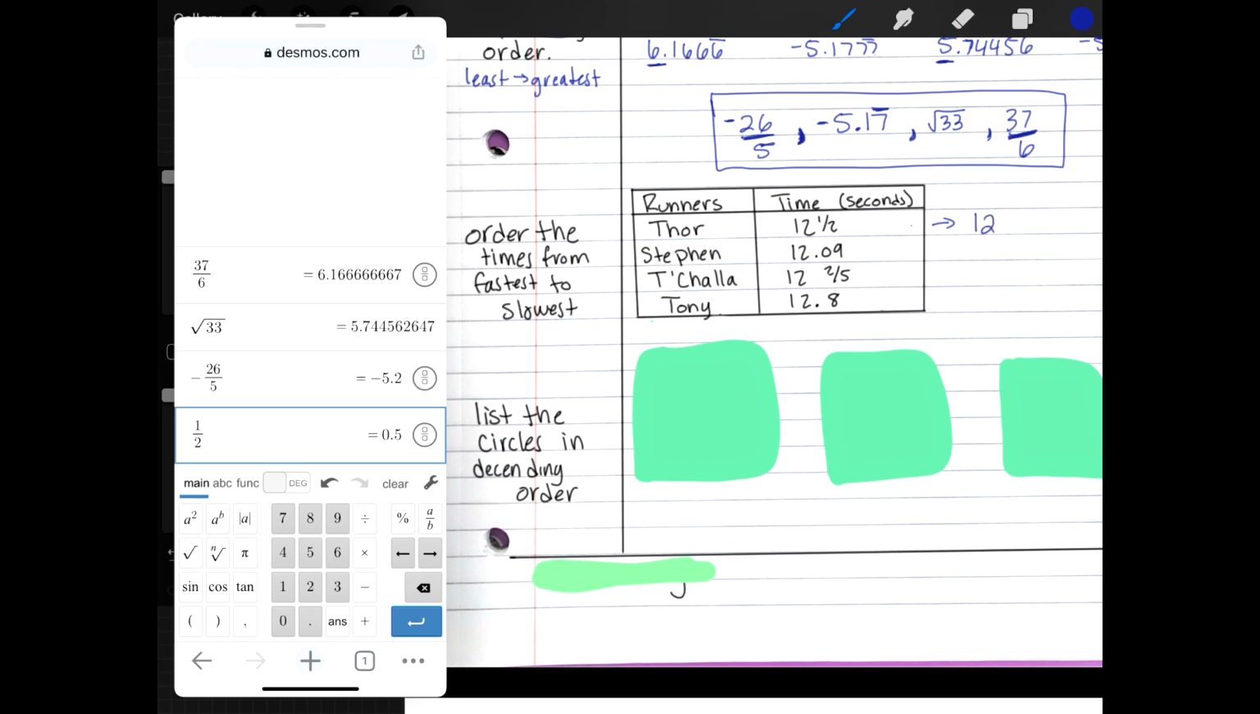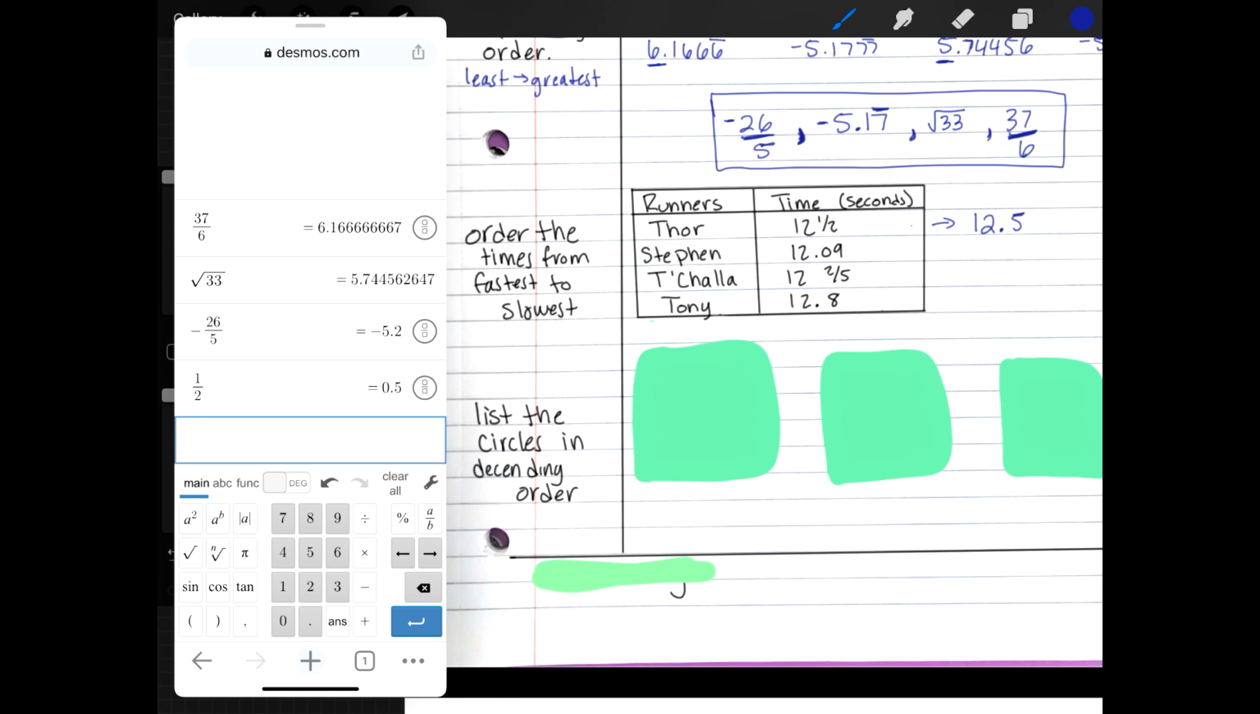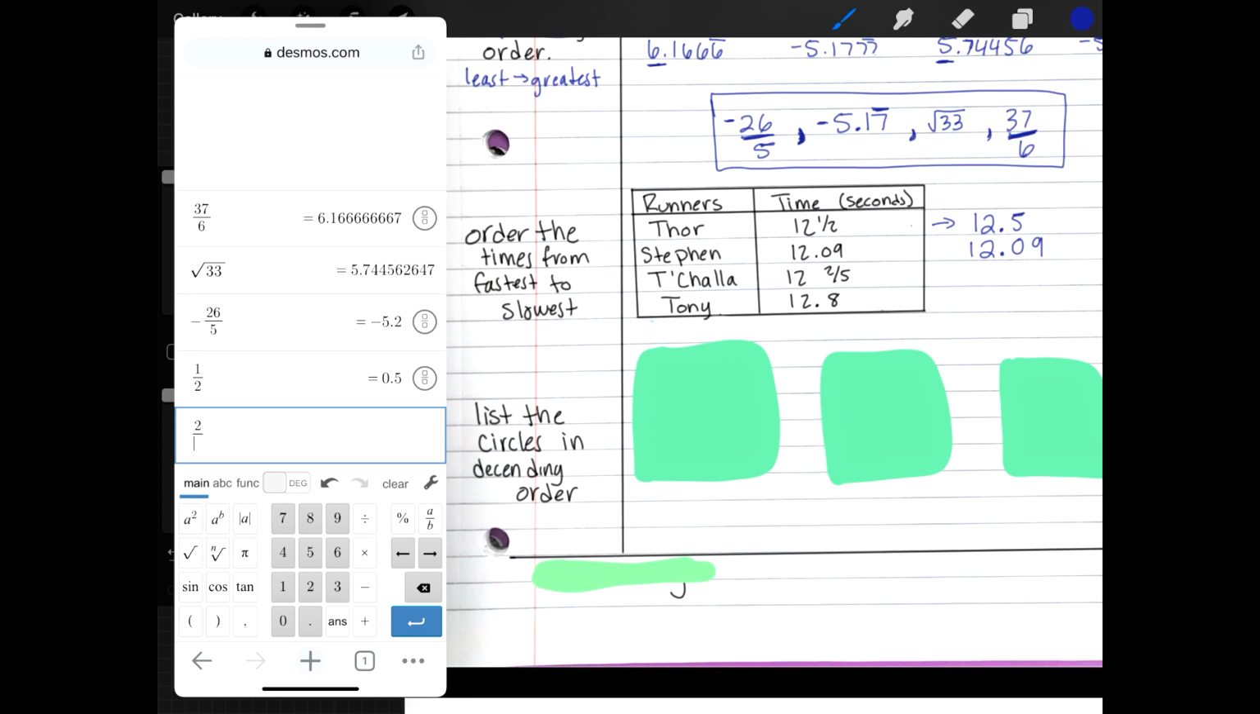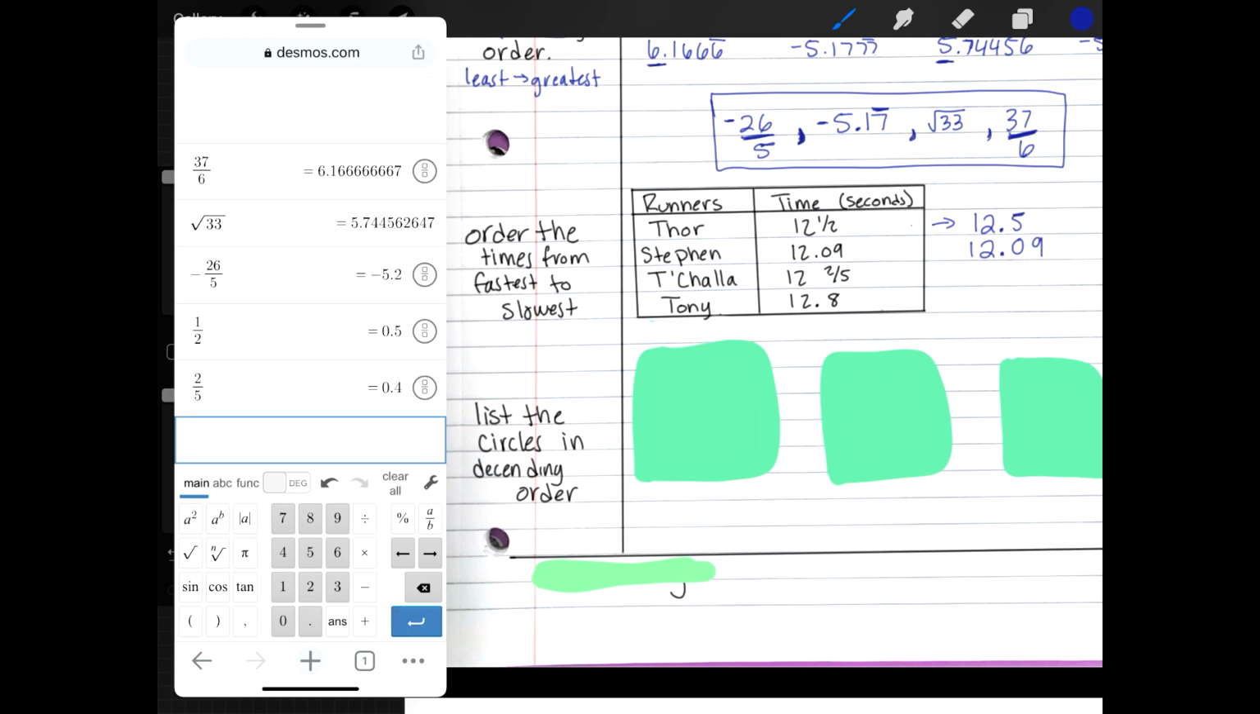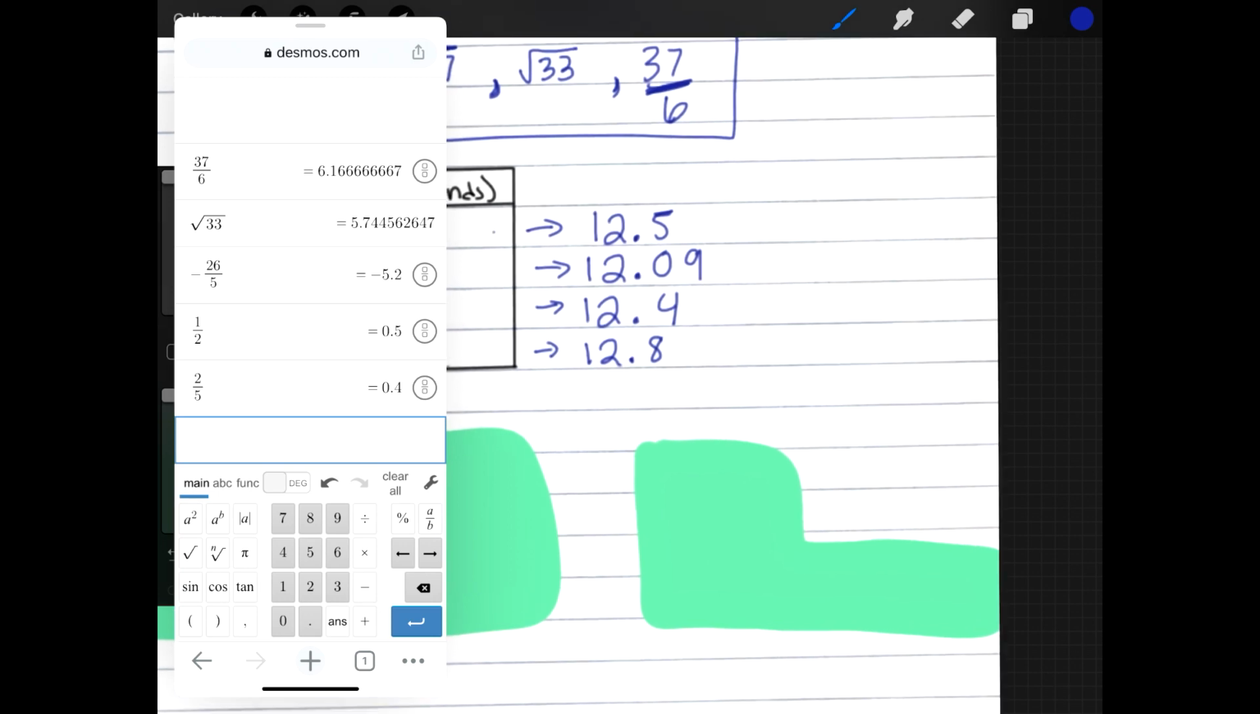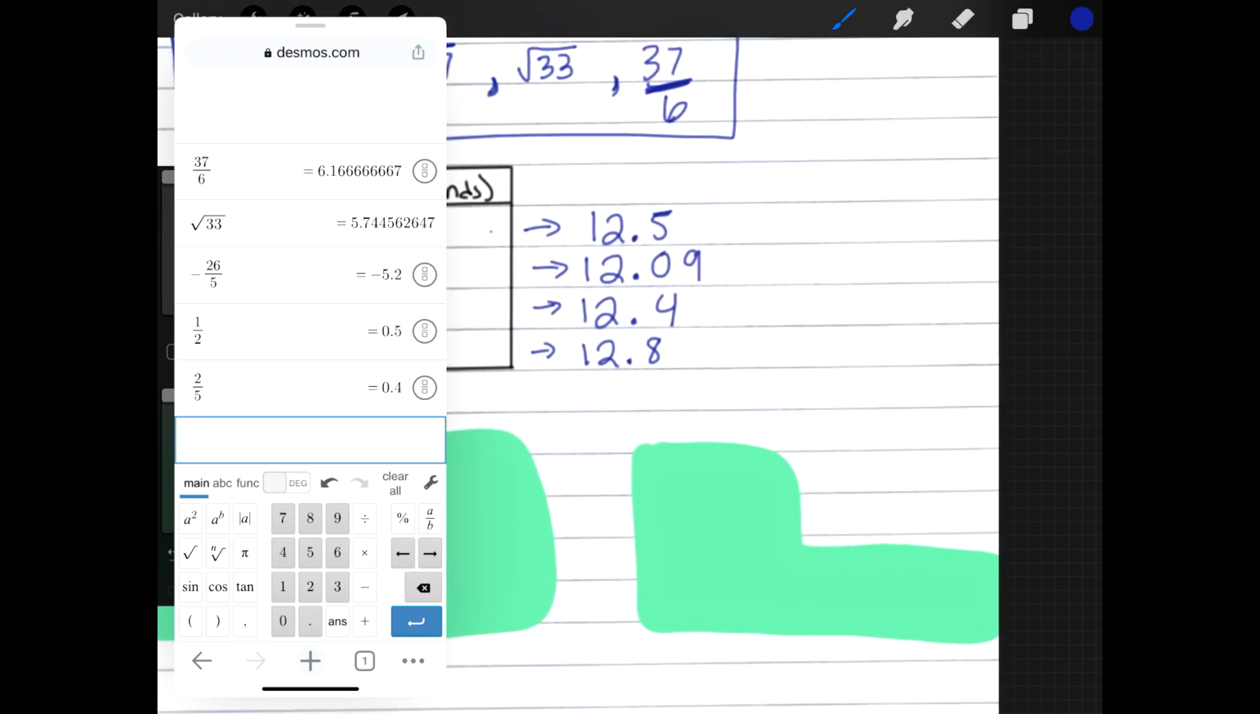1/2 is 0.5, so I'm going to put 12.5. Okay. The next one is 12.09. That one I don't need to put in my calculator. The next one, let's see what 2 divided by 5 is. I get 0.4, so I got 12.4. And then the last one, Tony, he ran 12.8. So all of those are in decimal form, and that will help us with the ordering.